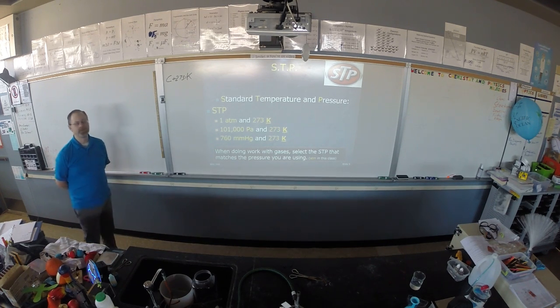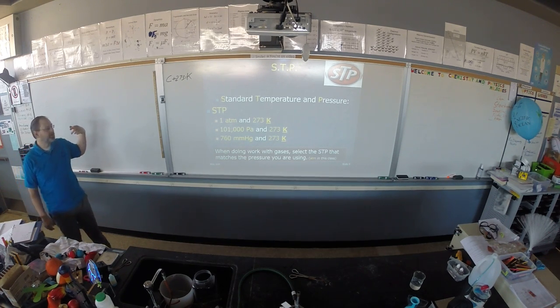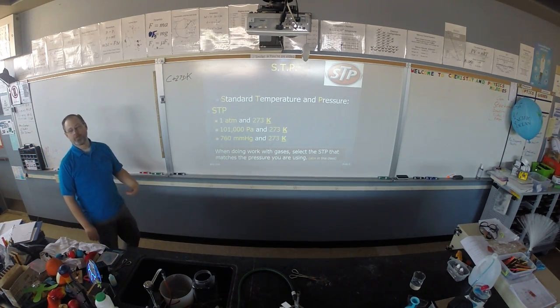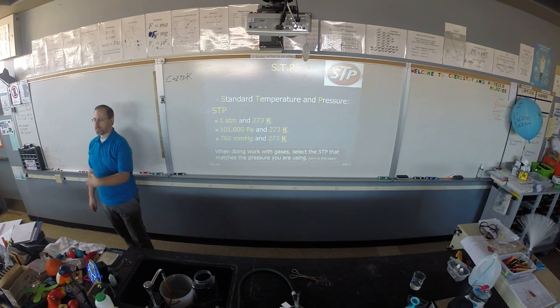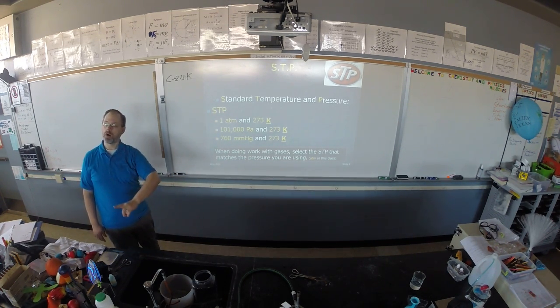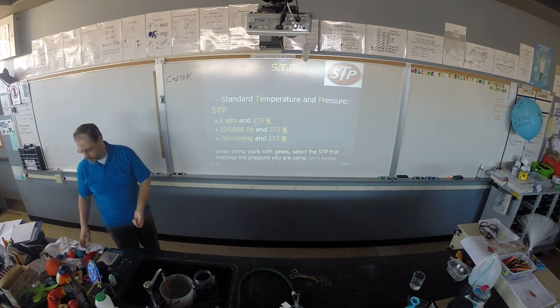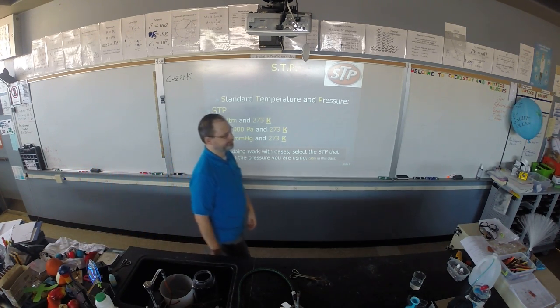Standard pressure is 1 atmosphere, whatever that atmosphere happens to be that you're using. 1 atmosphere, 101,000 pascals, 760 millimeters of mercury, 14.7 psi, 30 inches of mercury, 1 bar. I don't know why not atmosphere, sometimes bar. Just say, hey, let's make it a bar.